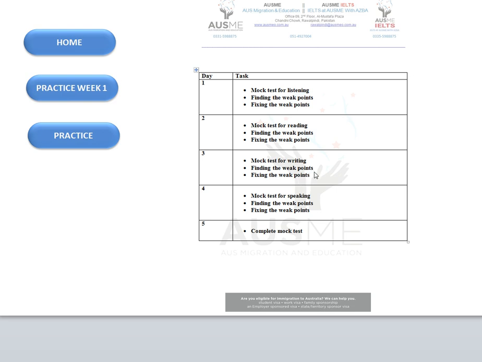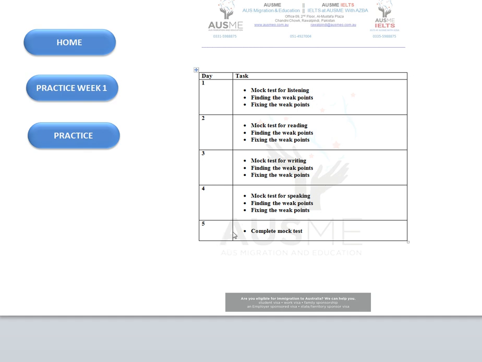As you know, in finding the weak points for the writing, it's not going to be about the question type. It comes to your criteria: on what criteria are you weak at, and we'll try to fix it. And for day 4, we come to the mock test for the speaking, and then we'll see where your flaws are, and we'll try to fix those flaws, and we'll move on to day 5. So day 1 to day 4 is the time where we are trying to find the flaws in each component, and then we're trying to fix all of them.